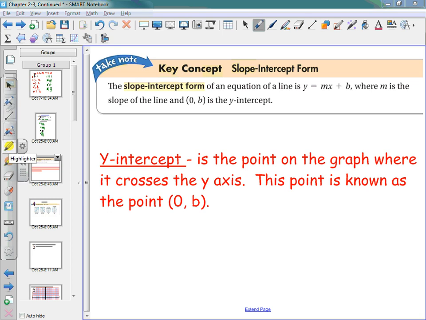Okay. If the y-intercept is a point, then that point is (0, b). It must always be a point. It has an x-coordinate and a y-coordinate. Do we all understand that? The x-coordinate will always be 0. Always will be 0. Okay? Any questions on what I just said?